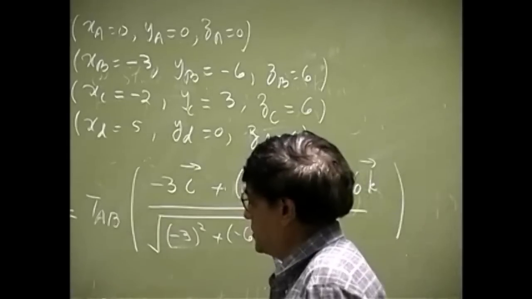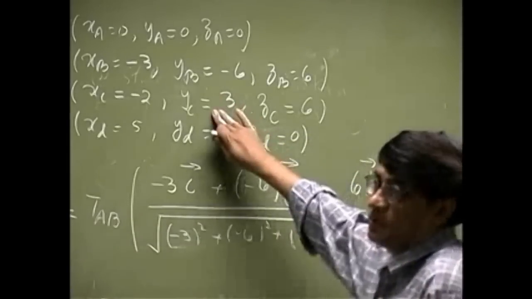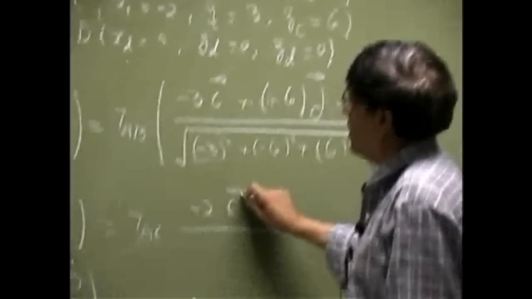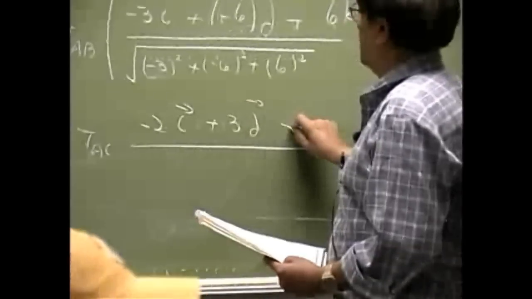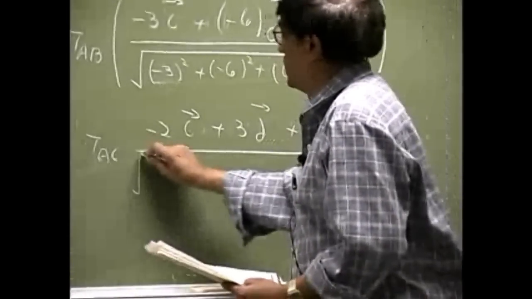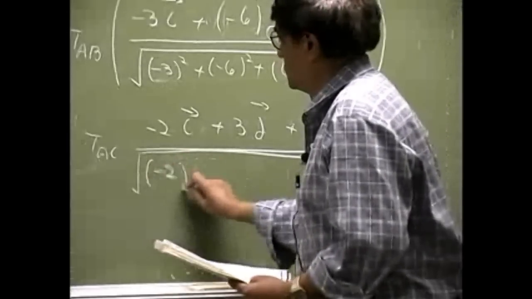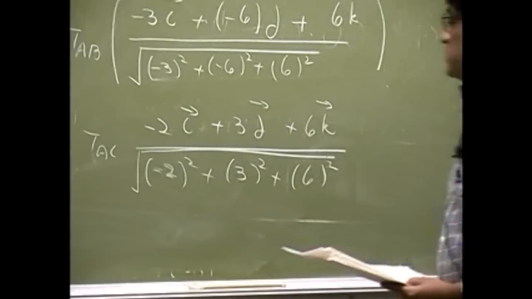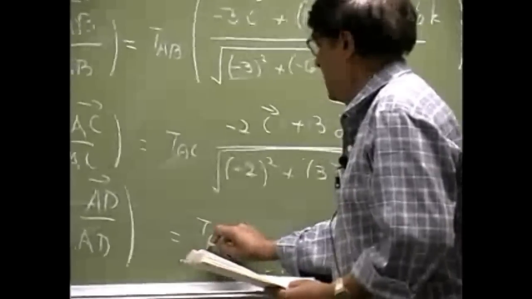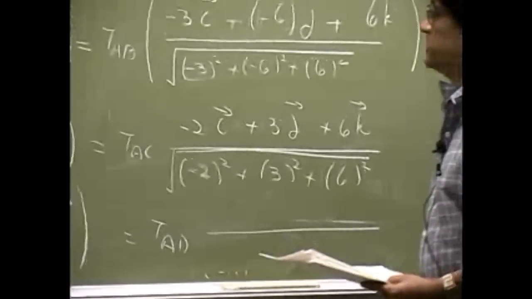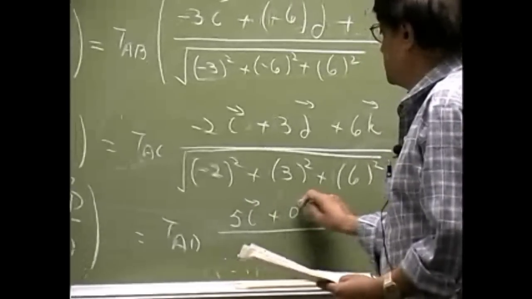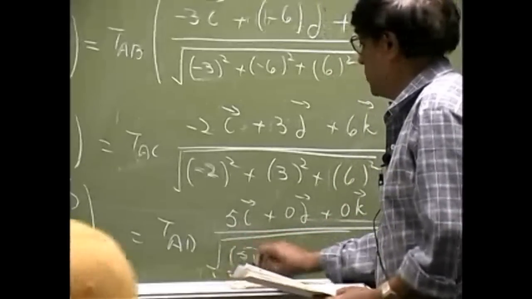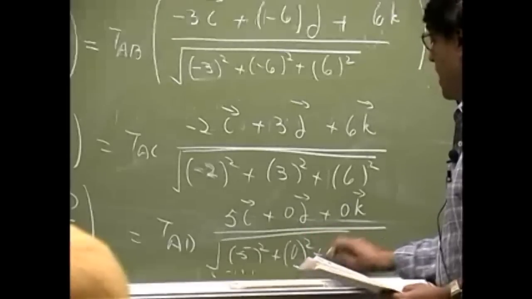We do the same thing with PAC. This time you take this set of numbers and subtract that set of numbers, and what you get is negative 2i plus 3j plus 6k. Then you have the square root of negative 2 squared, 3 squared, and 6 squared. So that's PAC, then we have PAD. This one is going to be 5i plus 0j plus 0k. Then you have the square root, that will be 5 squared plus 0 squared plus 0 squared.